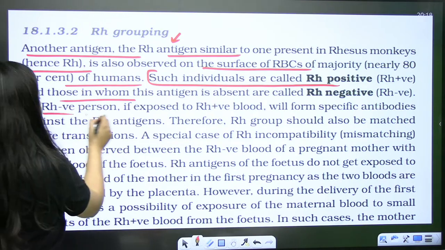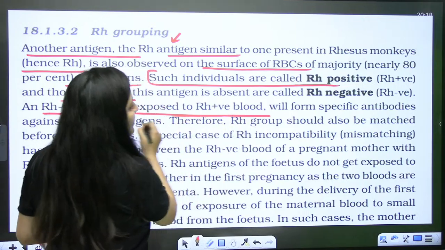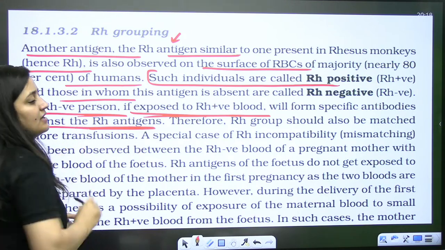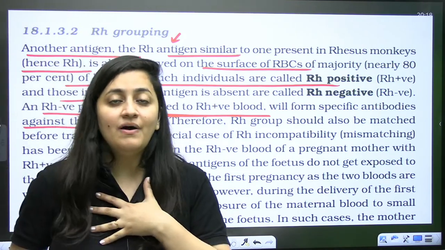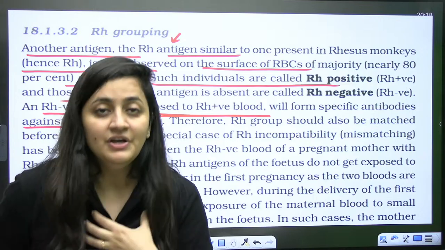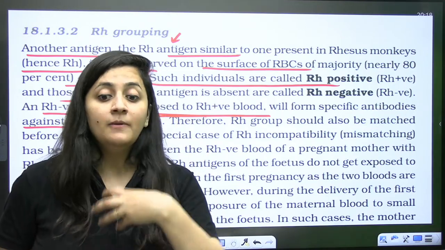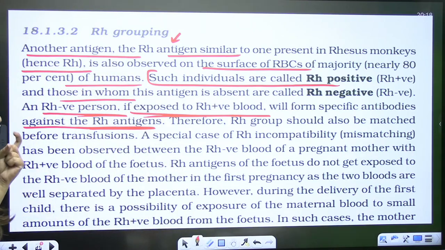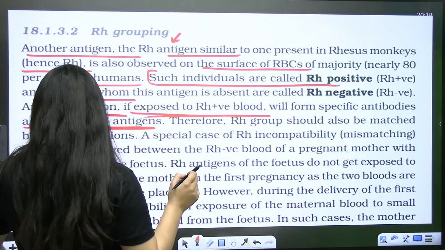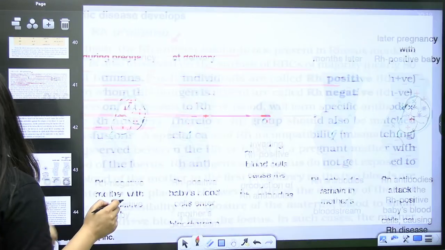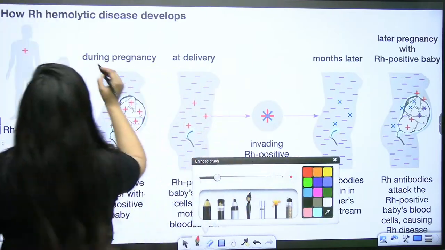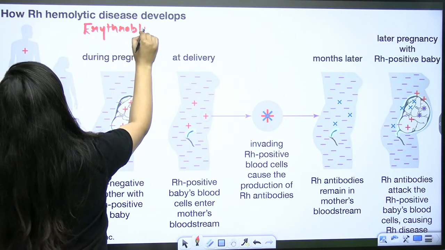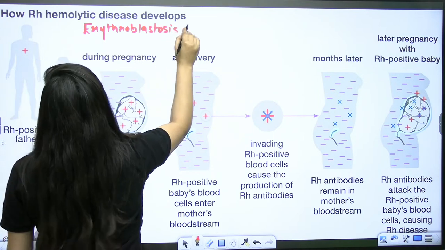So an Rh negative person, if exposed to Rh positive blood, will form certain antibodies. If my blood group is Rh negative and I get Rh positive blood, my body will start forming antibodies. Clear? So the best case of this is erythroblastosis fetalis, let's discuss that.